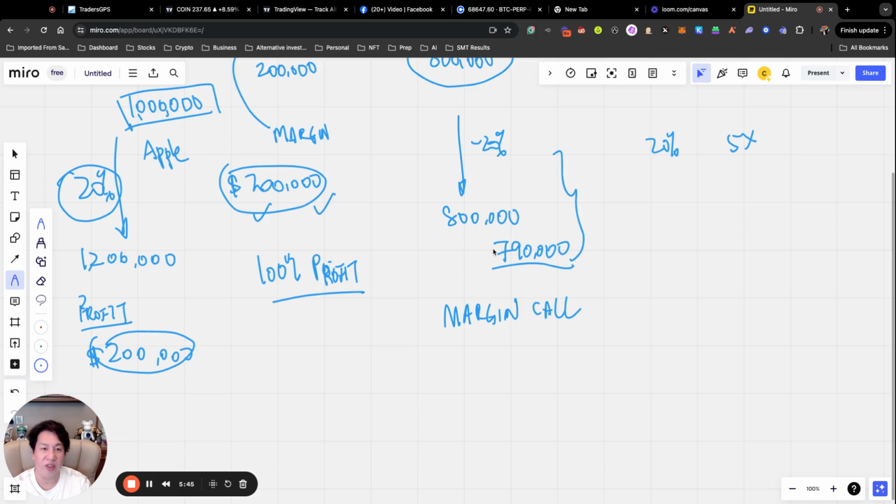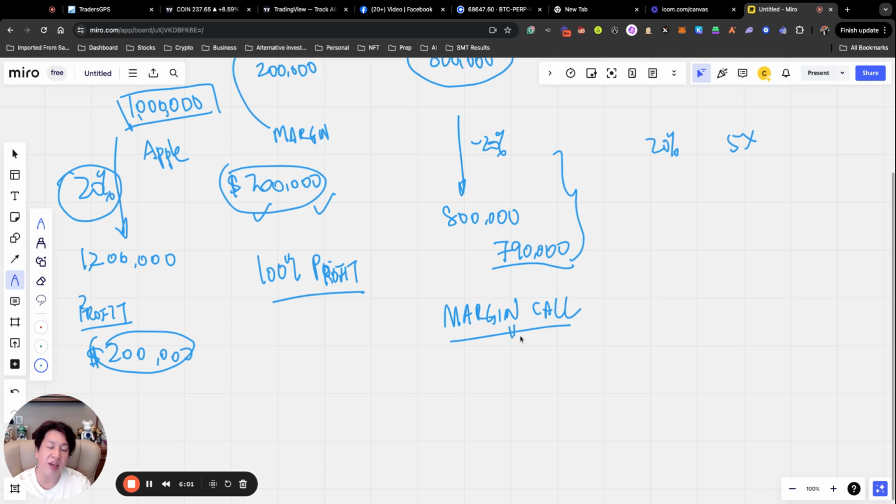Okay, so in this case, you need to top up so that the unrealized loss is higher than the 800,000 over here. So let's say, for example, you need to top up 10,000 or 20,000 so that it goes back up to hold your position over here. So that is what we call a margin call.